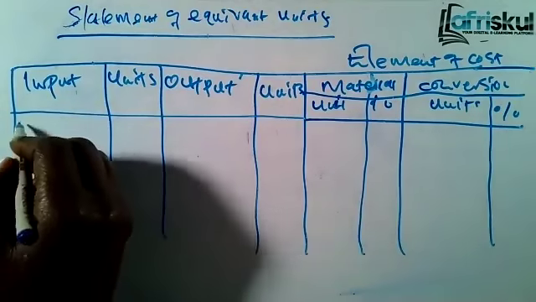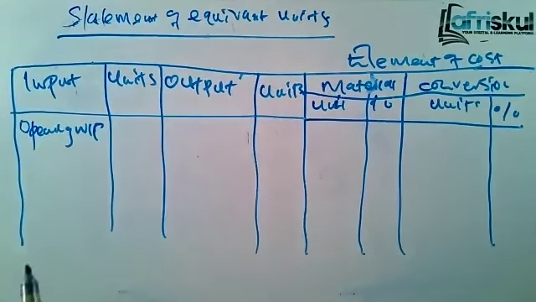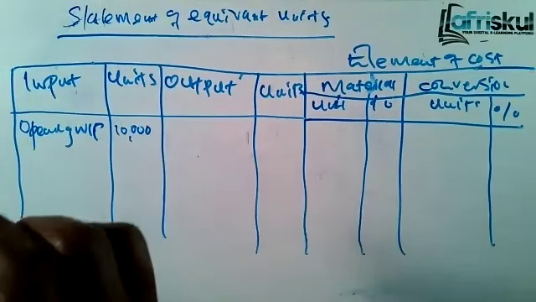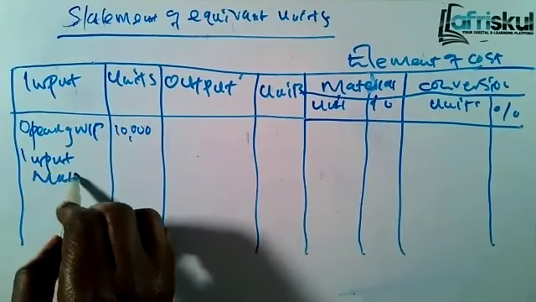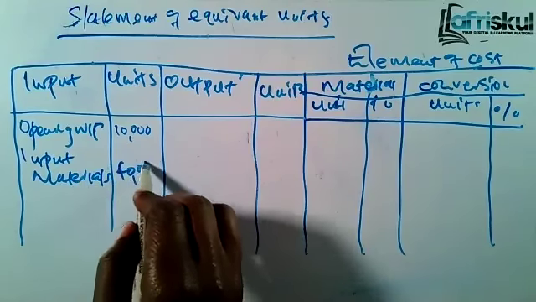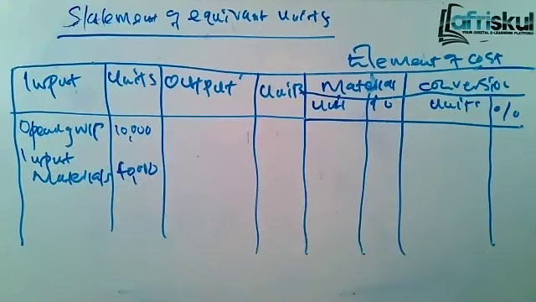The first input item is opening WIP, and it was 10,000 units. You write there 10,000 units. And then there is input material, the second input. Input materials was 40,000 units. Had it been the FIFO method, the first output item would have been opening WIP. Opening WIP is also part of output when you're using the FIFO method, but when you're using weighted average, it is not.